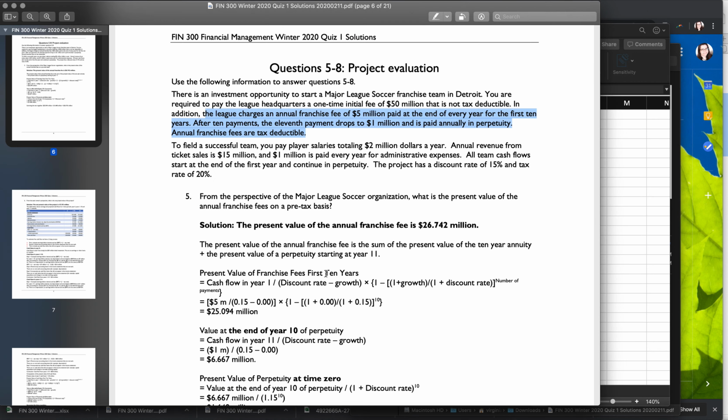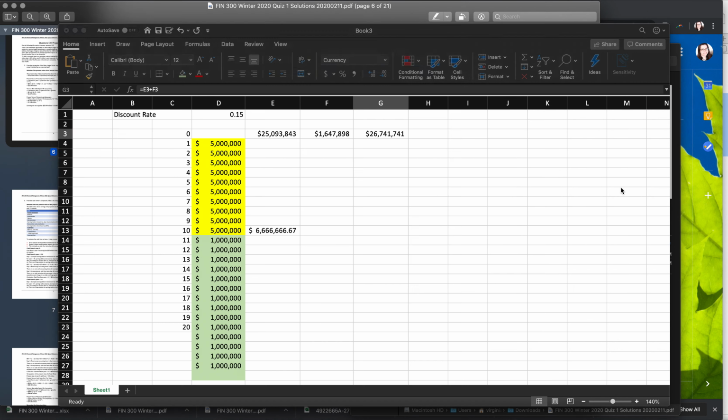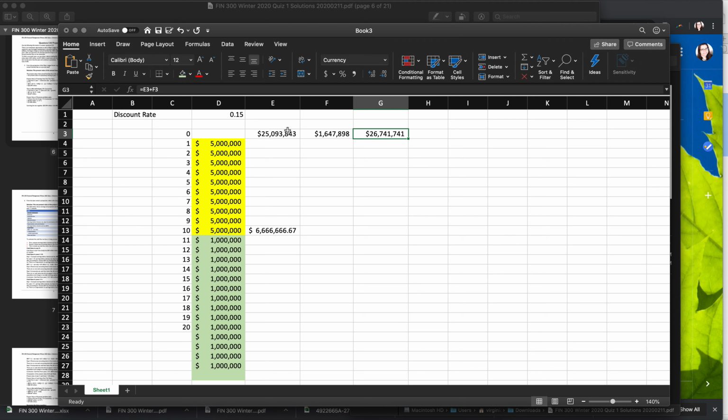All right, so let's just check. 26.742 million, 26.742 million. The way that we got this was using the annuity equation in Excel, and you can also do this using the C over R times 1 minus 1 over 1 plus R to the T. It'll give you the exact same answer.